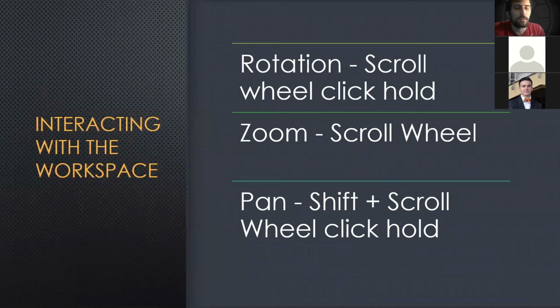So we're going to go through three critical things you need to know about the workspace before we just jump straight into a demonstration in Blender. Your rotation is your scroll wheel. So if you click and hold on your scroll wheel while you're in your general layout tab on your Blender workspace, you can rotate around your model. Zooming is just scrolling your scroll wheel up and down, and then panning is holding shift and clicking down your scroll wheel. So do you guys have any questions for me now before we jump into a demonstration of the tools in Blender?